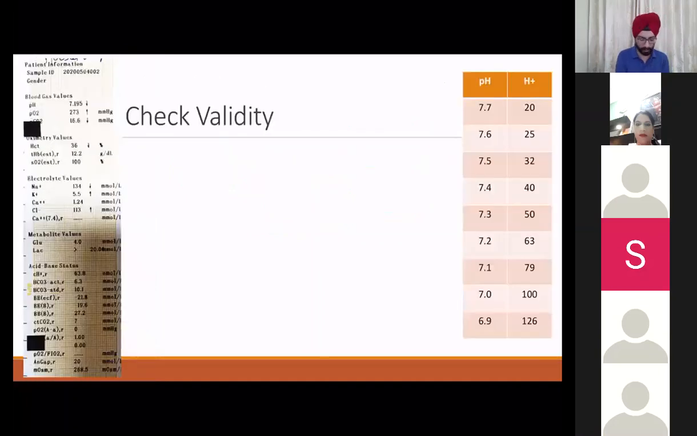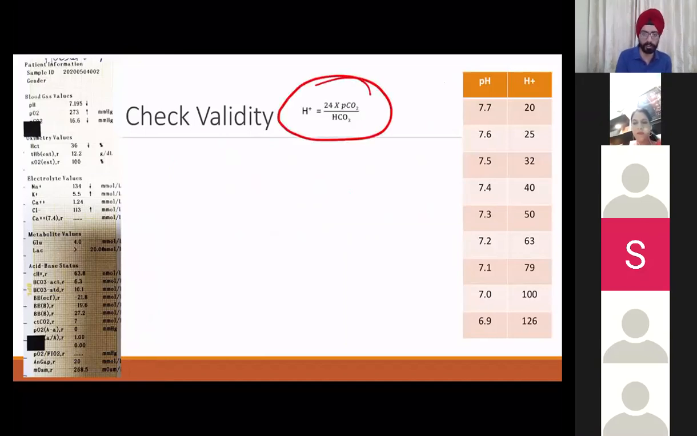Let's look at another ABG, and this time we have to calculate the validity. I don't know if you remember or not. This is the small formula that we've taught you to calculate H plus ions. So just revising, because I'm sure people have forgotten this: for checking the validity of the ABG, you need to know the concentration of H plus ions. The H plus ions formula is 24 into PCO2 by bicarbonate.